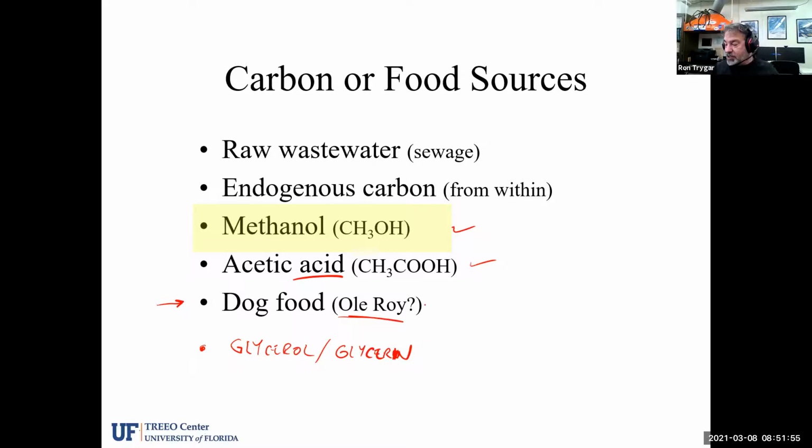This is not really such a huge thing for, let's say, exam purposes. I think for exam purposes, you'd want to know these two off the list, but for the operational side of things, you'd want to pay attention to the glycerin, glycerol, because a lot of facilities have switched away from methanol due to the inherent dangers of handling methanol because of its flammability. So hopefully that's a little bit clearer for everybody. All right, so those are carbon or food sources.